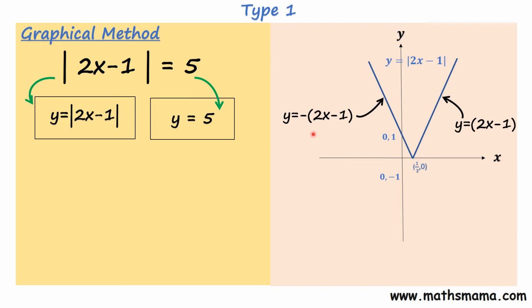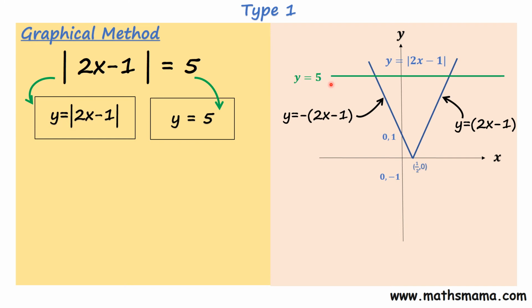Now we can move back to sketching the y equals 5 function. This is something familiar to you. It is a horizontal line which is parallel to the x-axis and passes through (0, 5). I draw it using green color. So this is my y equals 5 straight line.